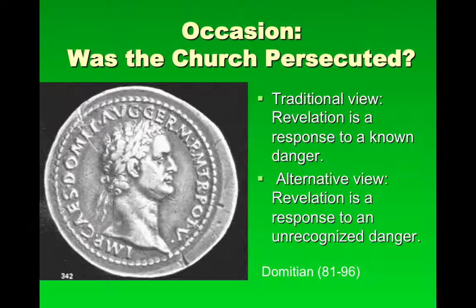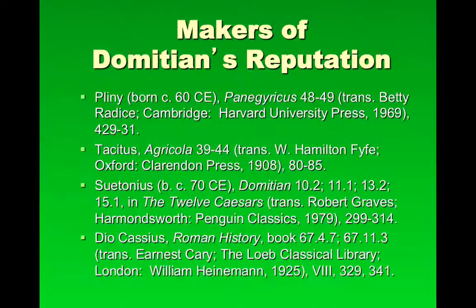And the alternative view that has come into vogue by very reputable scholars of late is that Revelation in many ways is a response to an unrecognized danger. And some of the background for this view you will see here. The people who shaped Domitian's reputation were historians who wrote after his time. Two of them: Pliny, here, born in about 60 in the Common Era, wrote during the time of Trajan, who was the emperor who took power after Domitian. And here is another one, Suetonius, born in 70 CE, who is an adult after the time of Domitian. He writes about Domitian. You can see one of his books is about Domitian. And then there are some other later historians who have written on this subject.